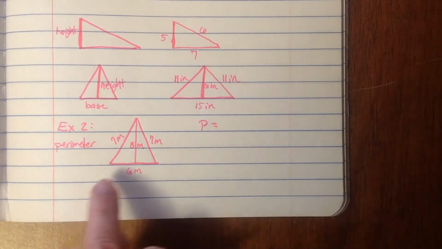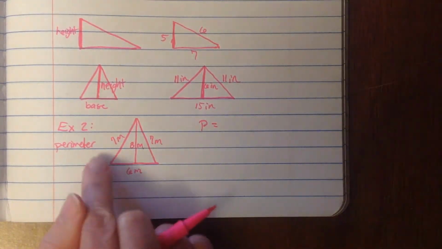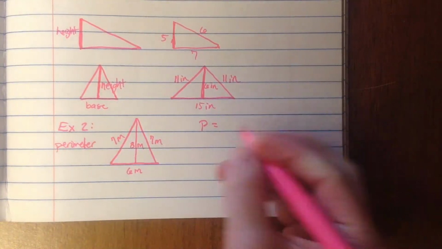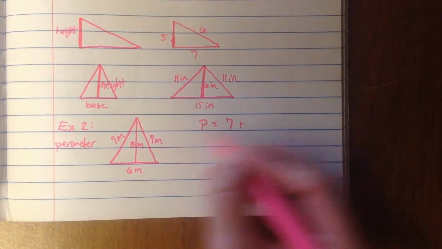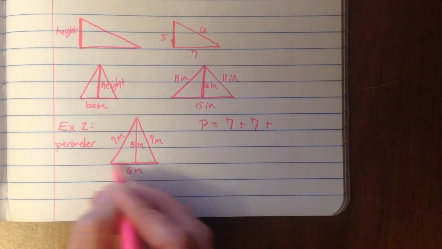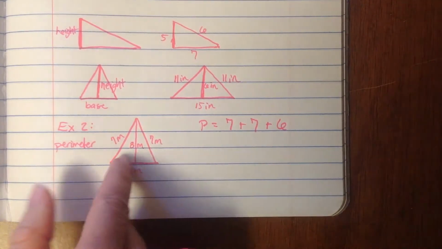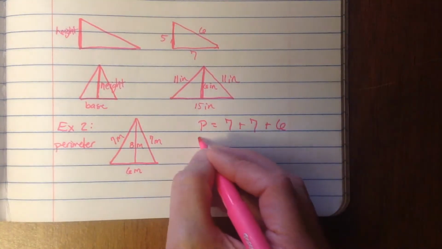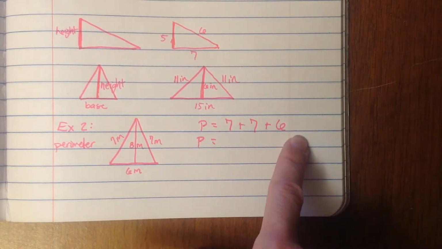Well, remember, perimeter is just the outside edge. We do not need to add this 8, so we're going to go around the outside edges and get all these numbers. 7 here, plus 7 more here, plus 6 across the bottom. We do not need to add 8. One of the most common mistakes here is adding that middle number. Another good rule of thumb is you should have 3 numbers that you're adding.